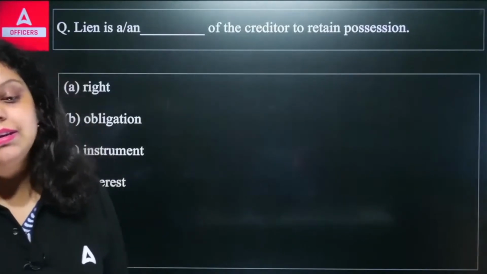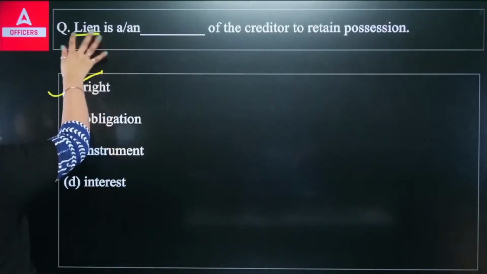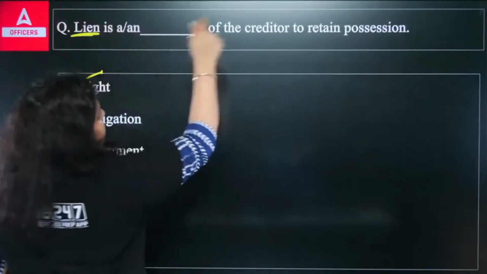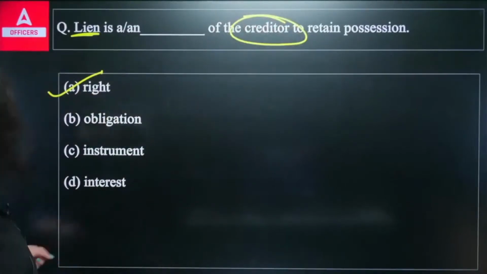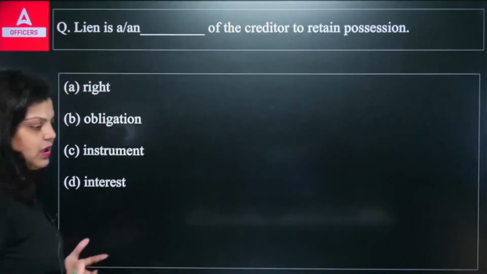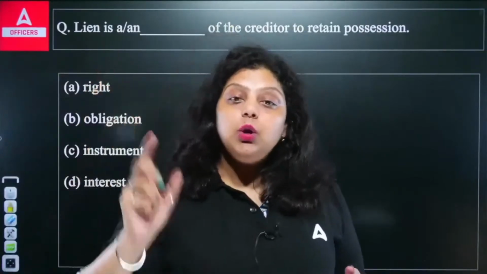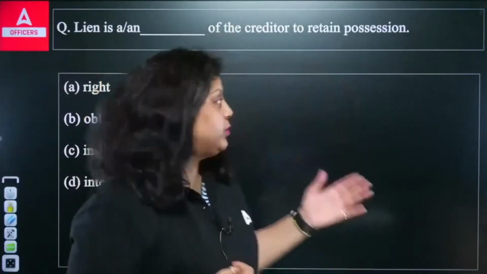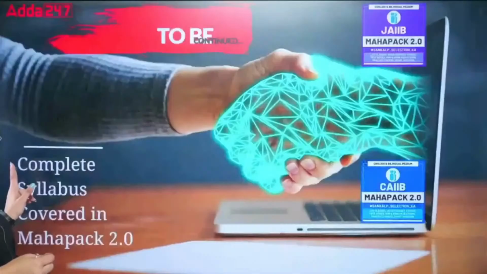So the right answer here is the right of the creditor. Lien is what? It is a right of the creditor to retain the possession here. Creditor means the bank. The bank has its right to retain the possession until and unless you repay the loan that you have taken from the bank. This is what we're talking about here. Okay, so the right answer is option A.